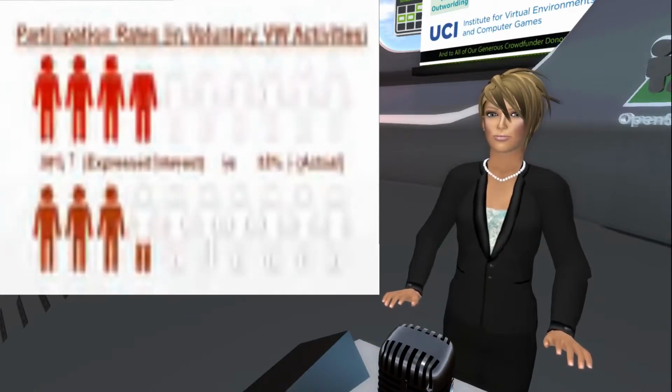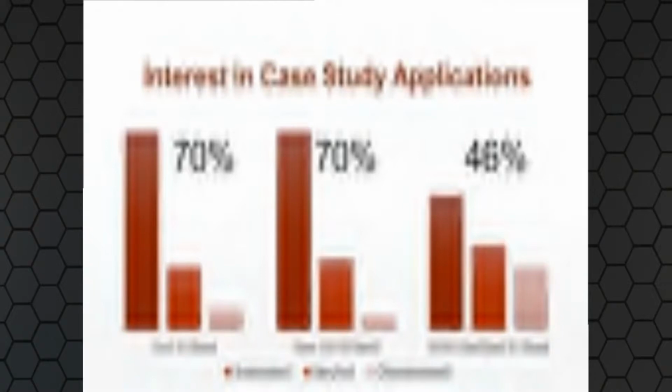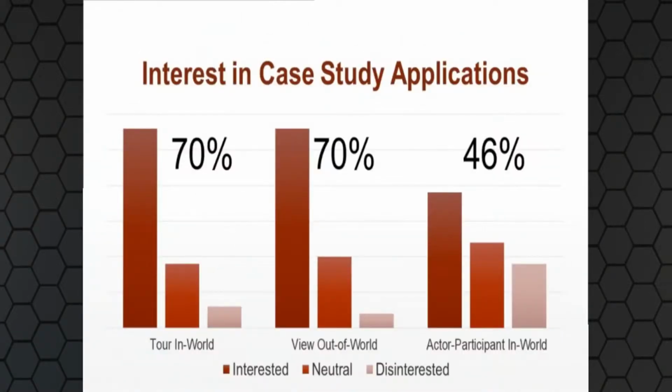So next, looking specifically at student participation rates in voluntary virtual world activities, I find that about 38% of the students in my online courses express an interest in this type of activity, but only 33% actually take part in these activities. So after updating and expanding my case study builds and usage, I wanted to find out how many of my students view my new and improved case studies to be of more keen interest and, more importantly, would motivate higher participation rates.